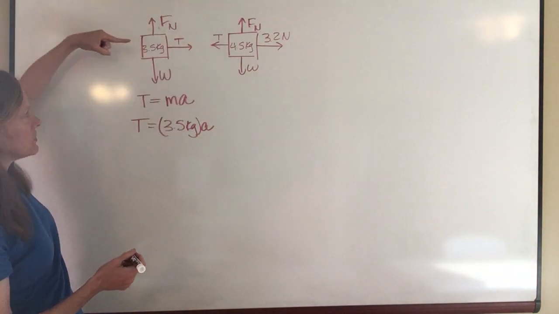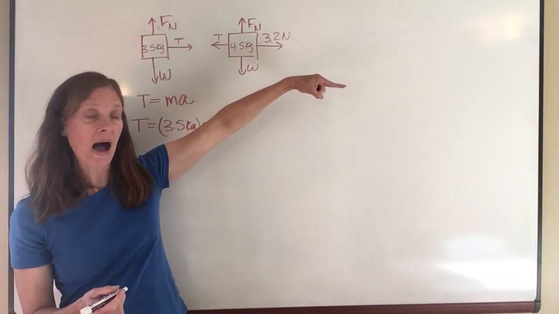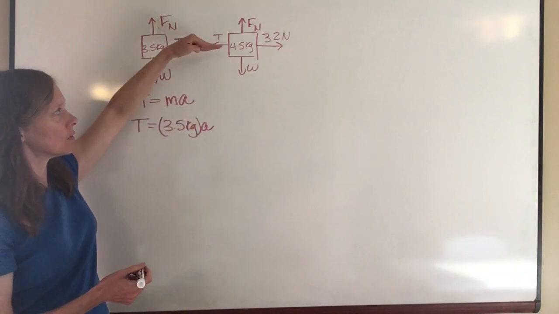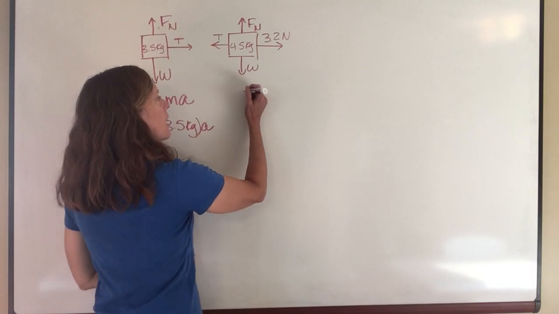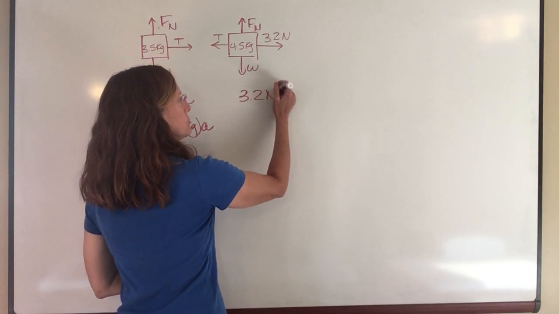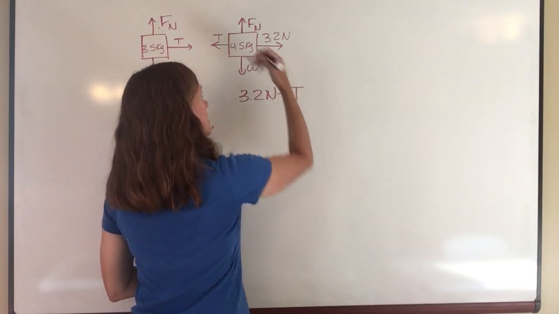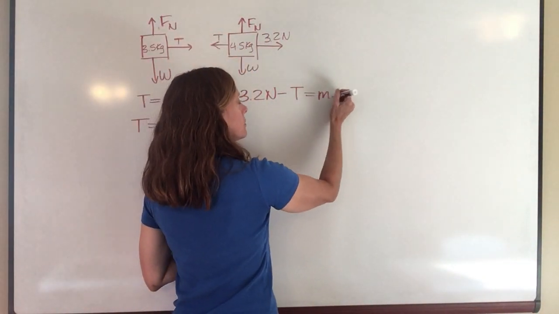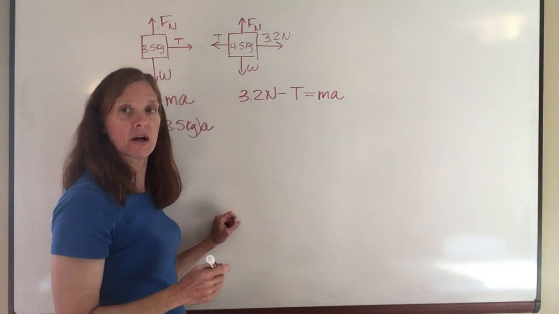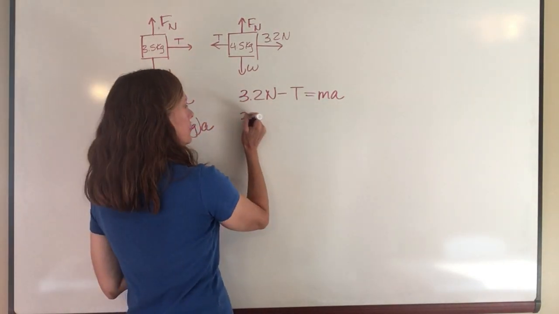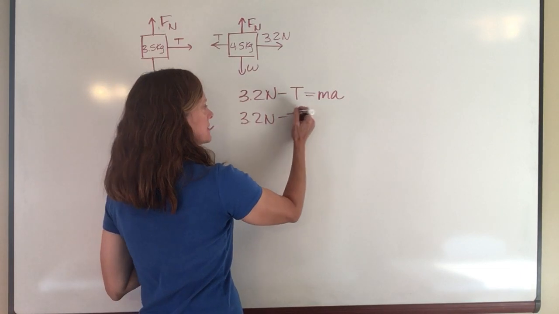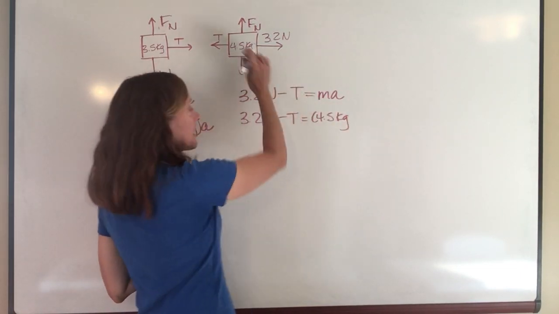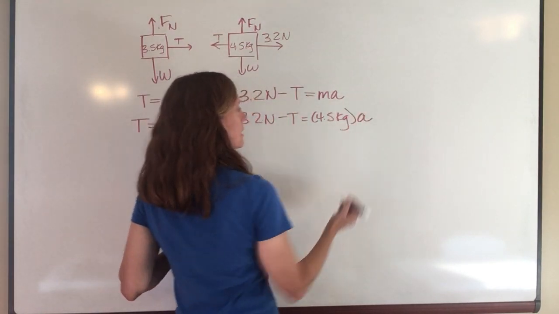Well, if I define to the right as being positive, which is really what I did over here, I said, okay, T is going to be positive. So if this direction is positive, I'm going to have 3.2 newtons. I'm going to subtract off the tension because it's acting towards the left, and that's going to be equal to the mass times the acceleration. Okay, so 3.2 newtons minus T equals 4.5 kilograms, because that's the mass of this box, times the acceleration.